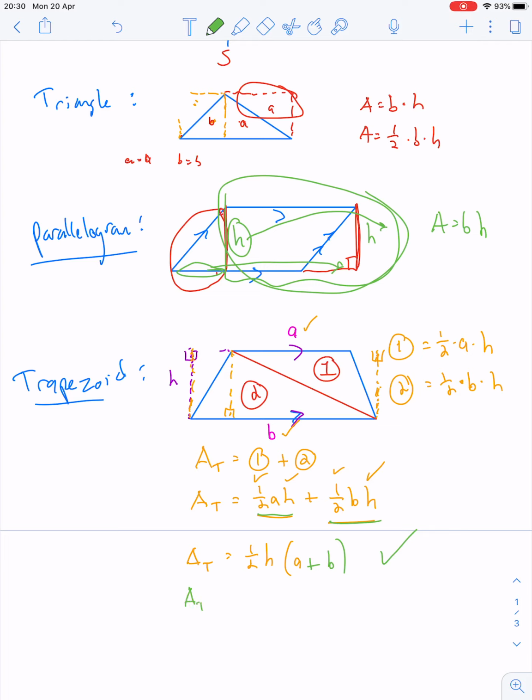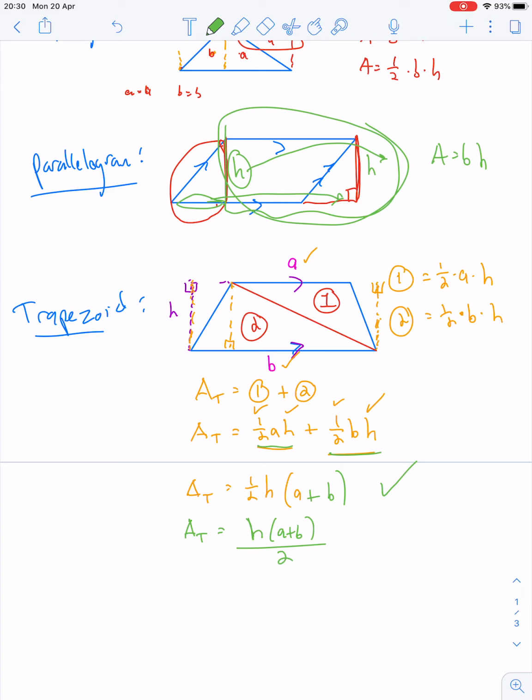You may have seen it written like this: h times (A plus B) all over 2. Same thing. I don't like it that way. What I like to remember it as, and it's easiest for me, is the height times the average of the bases. So for the average of the bases, we add the bases together, divide by 2, and then multiply it by the height. This is the one I like. All of them work though. And there you go. So that's trapezoid.